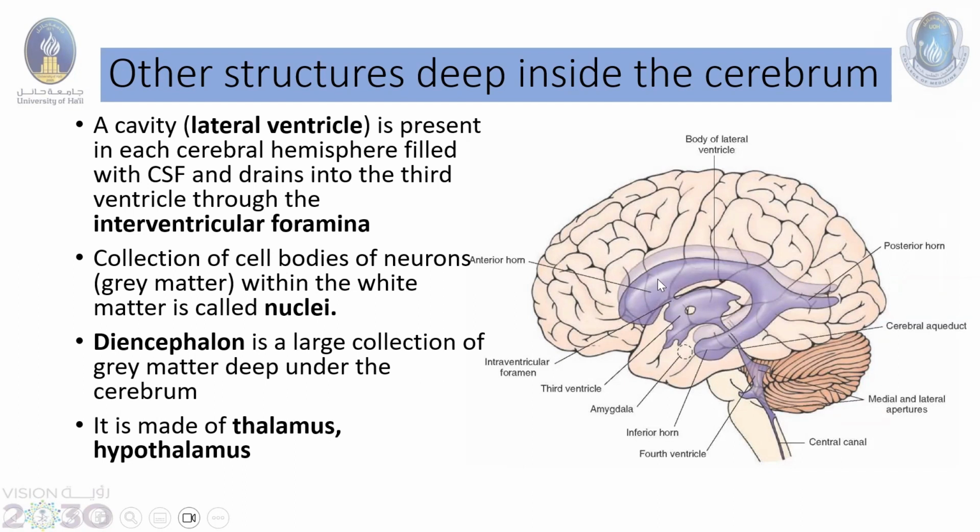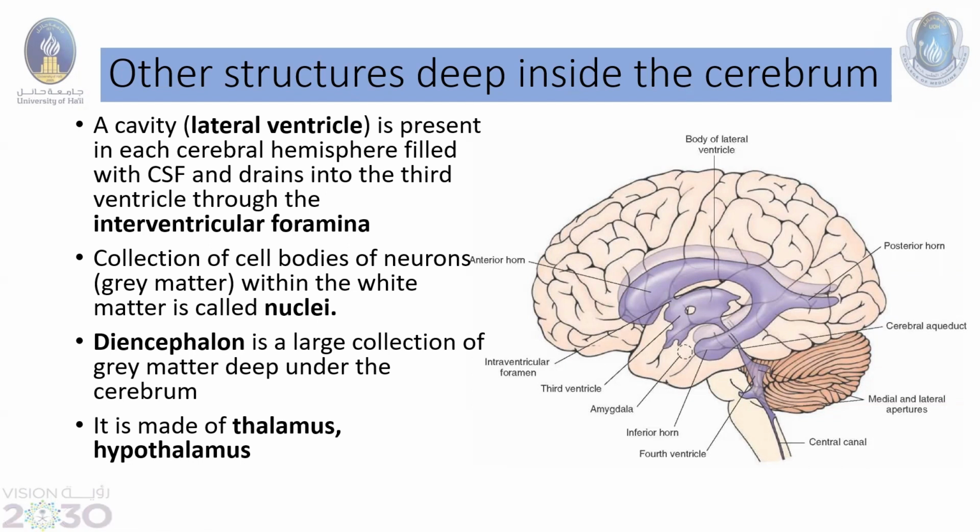These two lateral ventricles on either side will drain through something called as the interventricular foramen. Interventricular foramen drains the CSF in the lateral ventricles into the third ventricle, and the third ventricle drains into the fourth ventricle through something called as the cerebral aqueduct. This is the cerebral aqueduct, and here is the interventricular foramen.